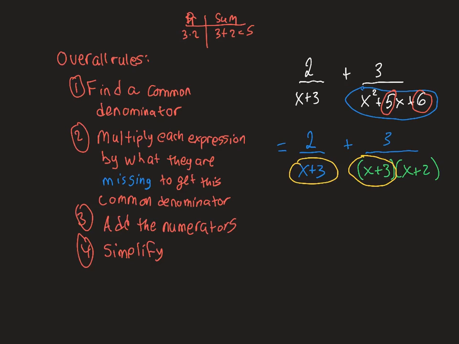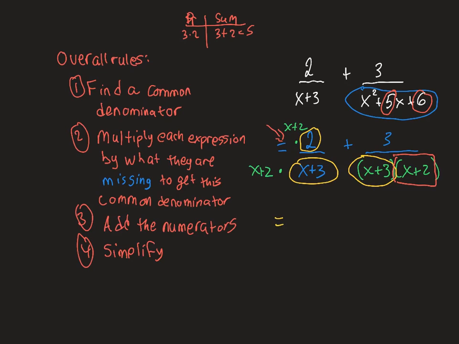So they both have x plus 3. What are they missing? Well, this one has an x plus 2, and this one does not. So what you would do for the common denominators is you would multiply this one by what you're missing. And what we're missing is x plus 2. If you did that to the bottom, you obviously do that to the top as well. Okay? Which is equal to, well, this is going to distribute into both of them.